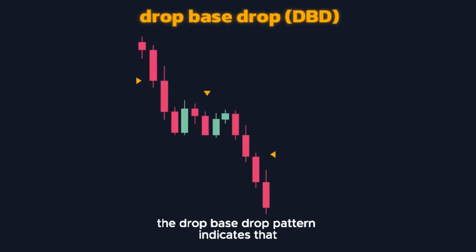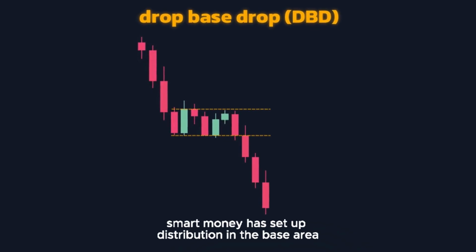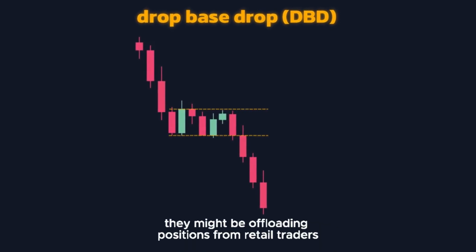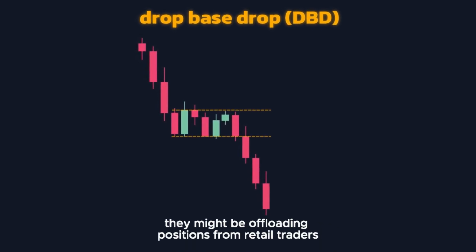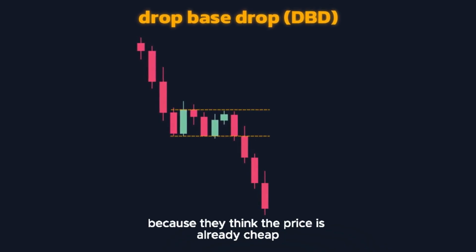The drop base drop pattern indicates that before the price drops further, smart money has set up distribution in the base area. They might be offloading positions from retail traders who are still optimistic or those who are buying because they think the price is already cheap.